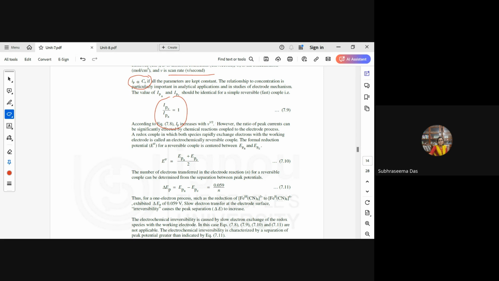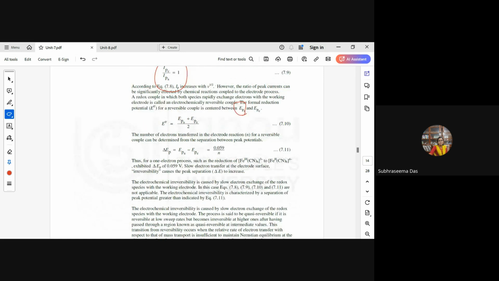The formal reduction potential, E0', for a reversible couple is centered between the electrode potentials of peak A and EPC, that is, E0' is given as (EPA plus EPC) by 2. The number of electrons transferred in the electrode reaction for a reversible process is determined as delta EP equal to EPA minus EPC, which is equal to 0.059 by n.